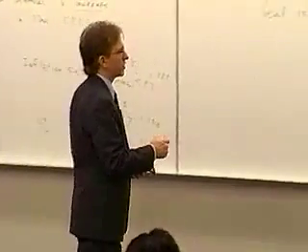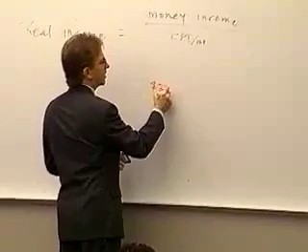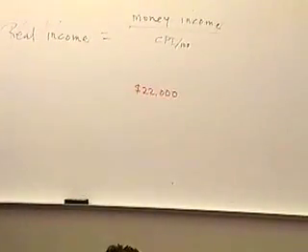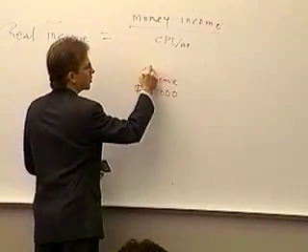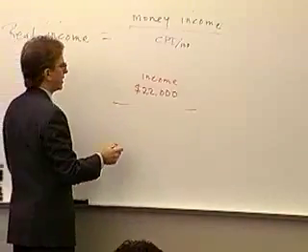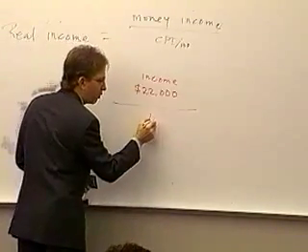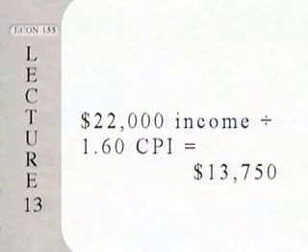your income's $22,000. Suppose today's CPI is, I don't know, 160. I'll put 1.60 if it's 160. CPI equals 160, and then I've divided by 100. Then, let's see, 22,000 divided by 1.6 equals 13,750. What's that mean?